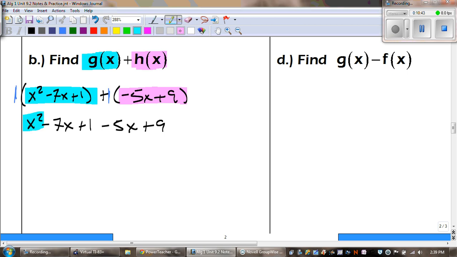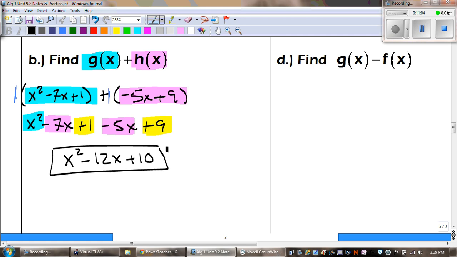So right now I'm going to try and find my like terms. There's no other squared term. They're my linears and my constant terms. So our final answer, we have x squared. In the pink, we have negative 12x plus 10. And that's all we have to do. Once again, we added up the yellows. And there's everything.